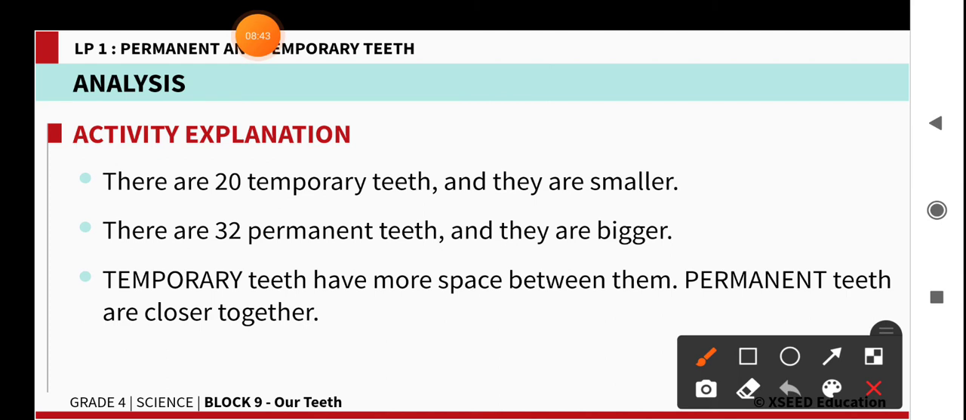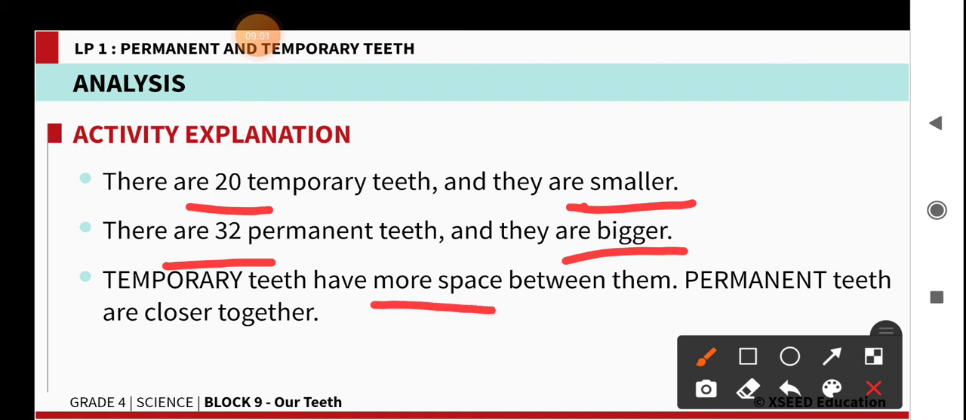Okay, here you can see temporary teeth are 20 in number, whereas permanent teeth are 32 in number. And temporary teeth are much smaller, whereas permanent teeth are much bigger. So temporary teeth have more space in between them, whereas permanent teeth are very closely arranged. So these are the differences between temporary teeth and permanent teeth.